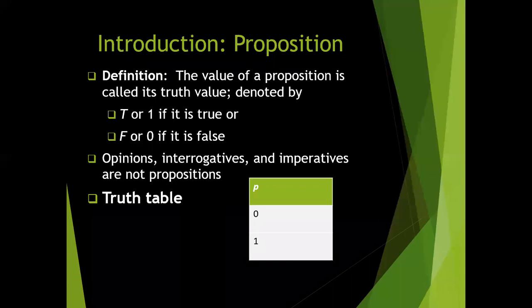And then we say, close the door. We are giving orders, which are not known as propositions. The truth table denotes the true and false values of all the propositions. Like so, I am showing here P is a proposition variable having the value 0 or 1. 0 stands for false and 1 stands for true.